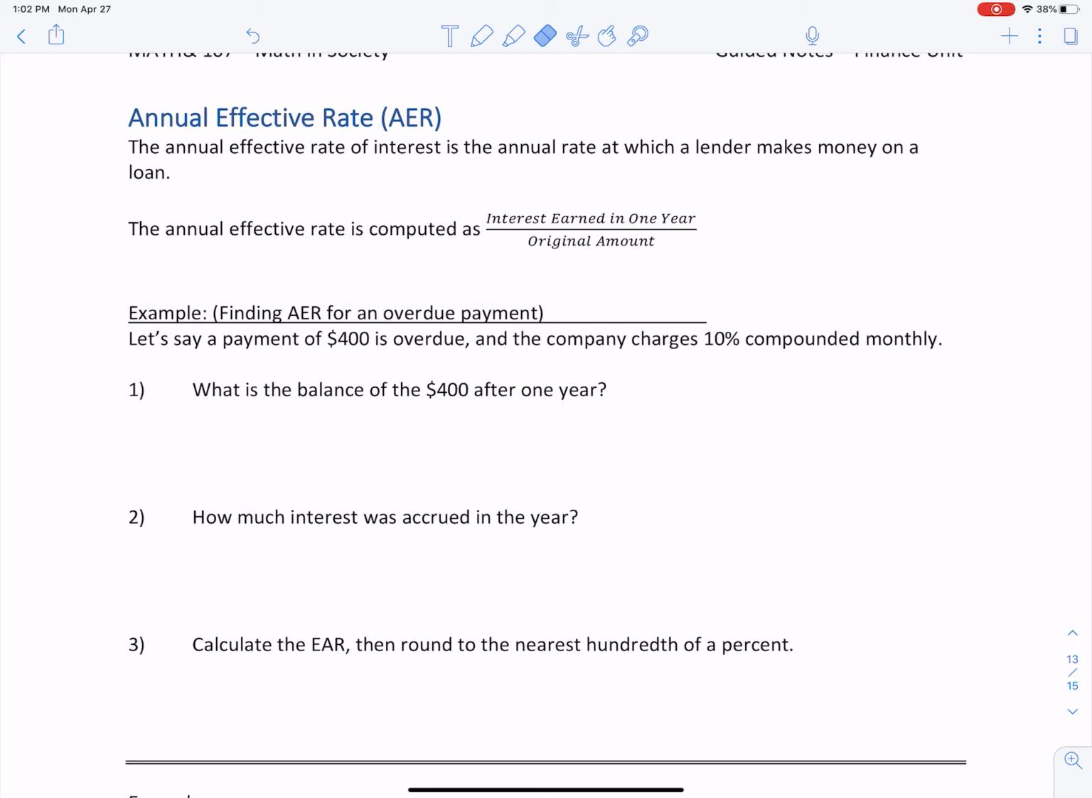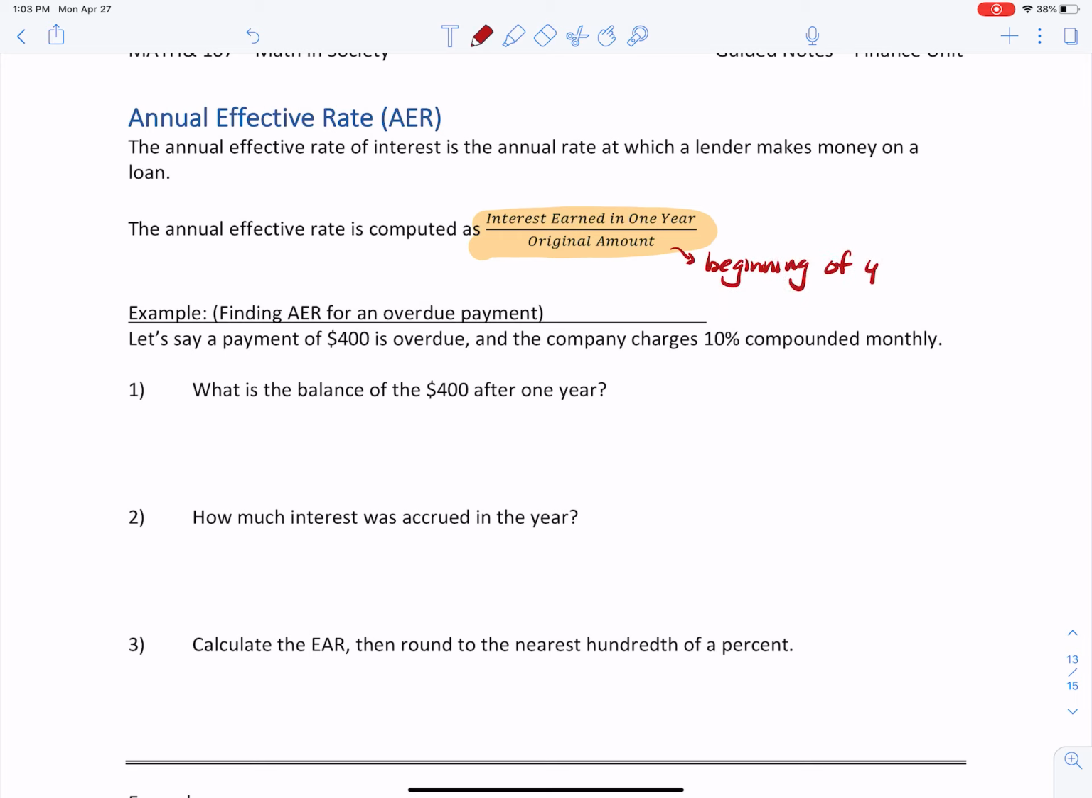Welcome, and this is another aspect of finance that's going to be important to us at some point, looking at annual effective rate and its relationship to annual percentage rate. So, annual effective rate is just this definition right here. How much interest did you earn in 1 year divided by the original amount, which we'll call the amount at the beginning of the year?